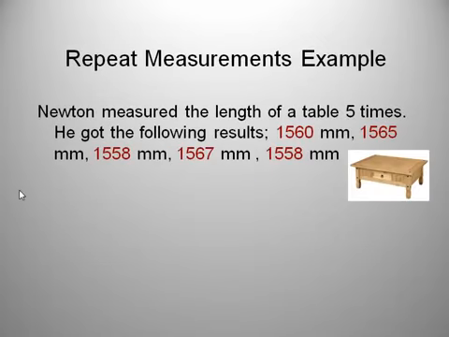Let's take an example of this. Say you go and measure a table, and you do it 5 times, and you get these results in millimeters: 1560, 65, 58, 67, 58. Well, the average value is 1563. We add them up, divide by 5, and we can find the average value.